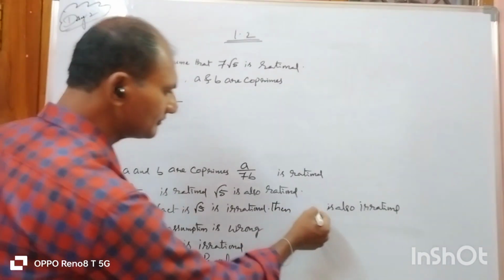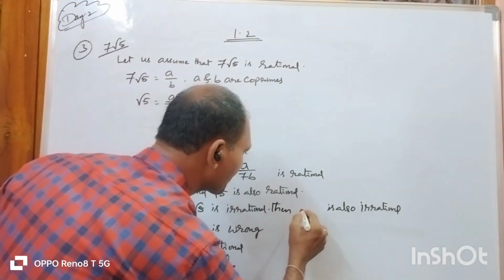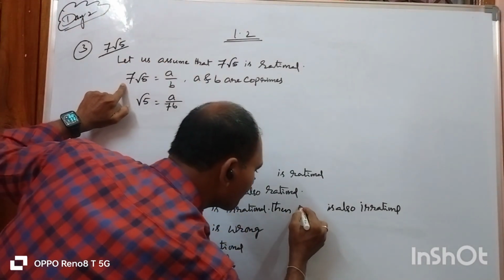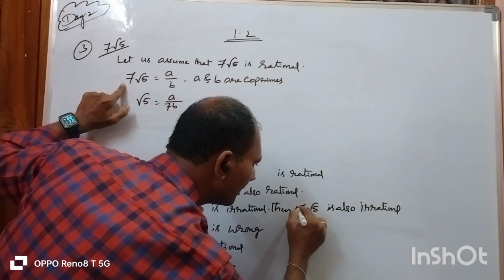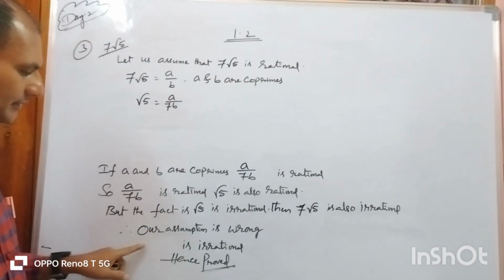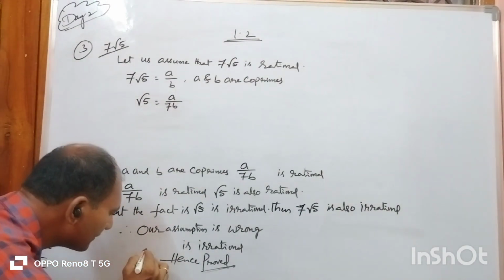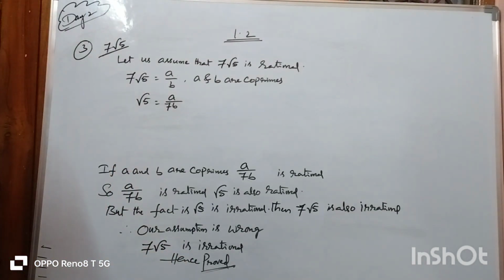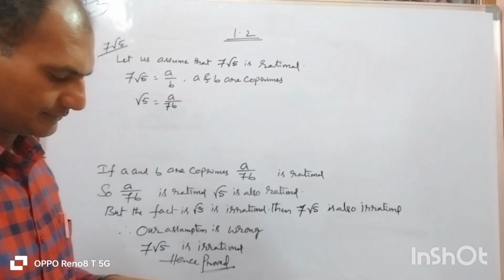Then 7 root 5 is also irrational. So our assumption is wrong. 7 root 5 is irrational. Hence proved. Okay. Next.